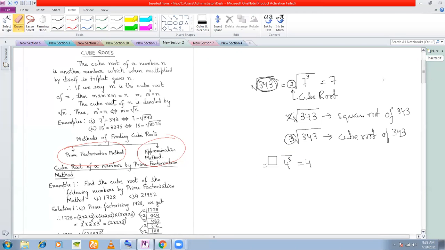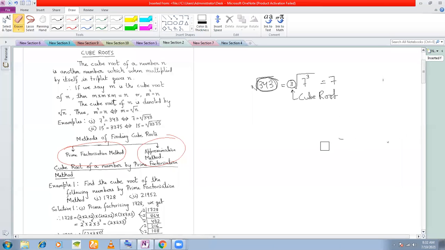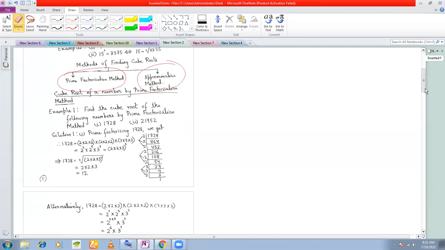So first let's see the prime factorization method. But you will not be asked to find the cube root of 10, because 10 is not a perfect cube. Cube root of 15 is not a perfect cube. So let us see how to find the cube root by prime factorization. Let us take this number 1728. Find the cube root of 1728.